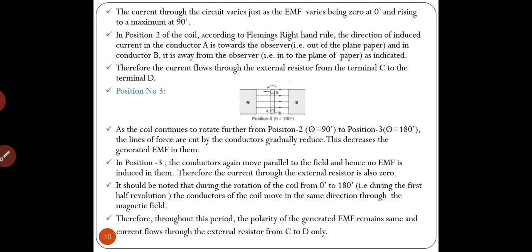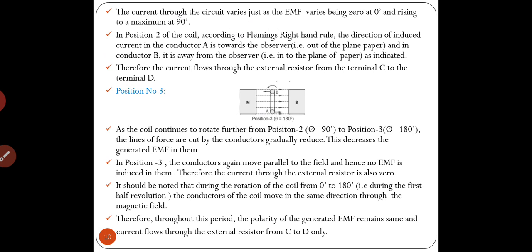In position 3, the conductors again move parallel to the field and hence no EMF is induced in them. At position 3, what happens? It again moves parallel to the field and EMF is not induced in the conductors. Therefore, the current through the external resistor is also 0.